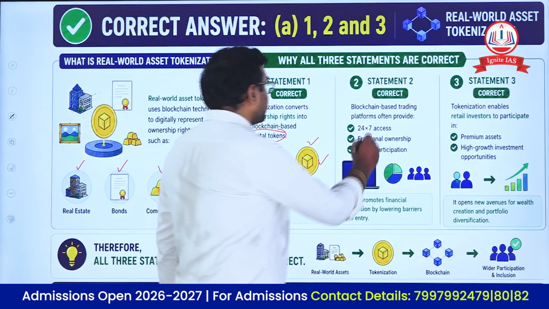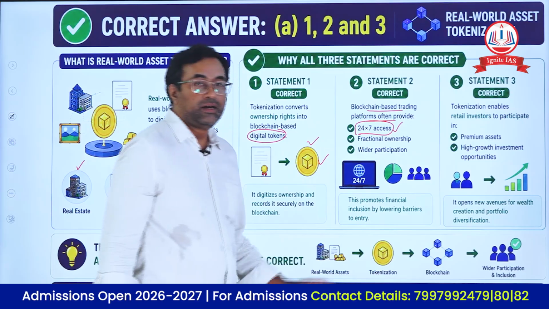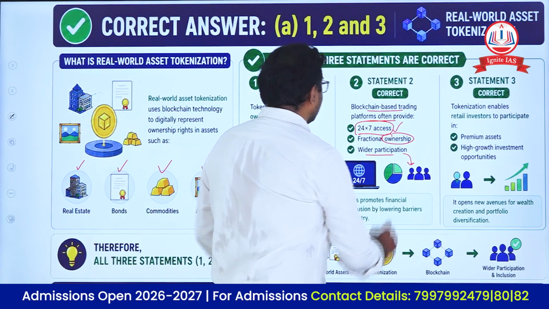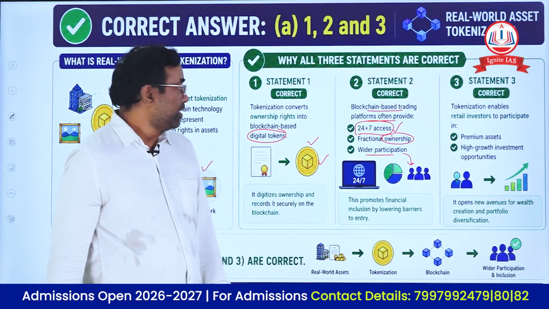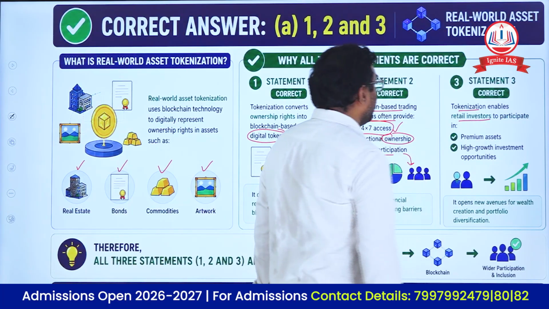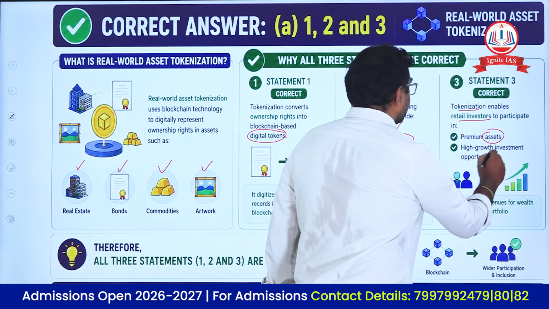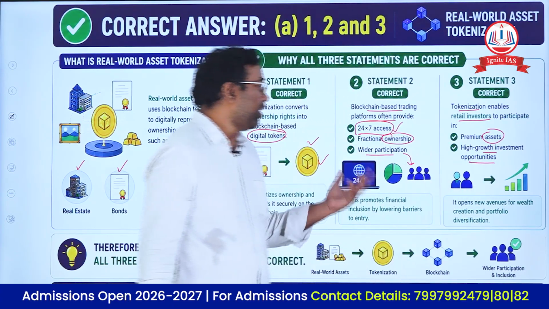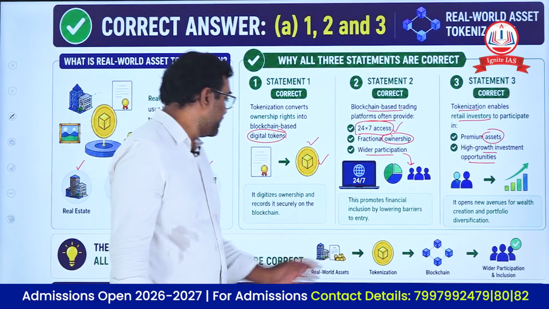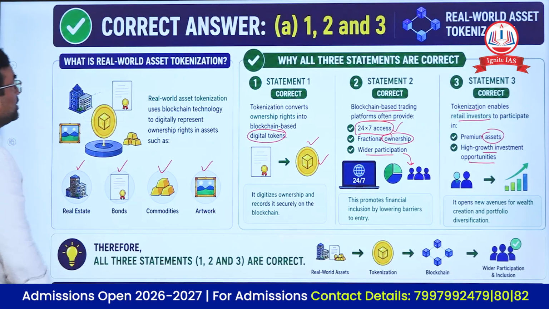The second statement is correct because a blockchain based trading platform will provide you access 24/7, and at the same time ownership is given, so there is wider participation of people in this blockchain technology. The third statement says that tokenization will enable retail investors to participate in different types of assets, so premium assets and high growth investment opportunities. It gives people opportunities to invest and diversify their investments. So all the statements are correct, and the answer is A.